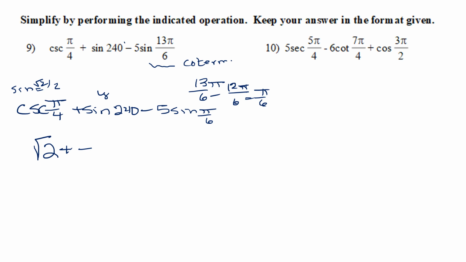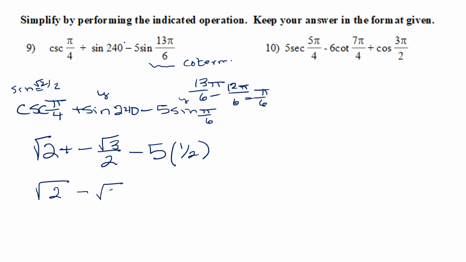And at 240 degrees, our y value is negative root 3 over 2. And then minus 5 multiplied by sine of pi over 6. The y value at pi over 6 is just 1/2. So I have the square root of 2 minus the square root of 3 over 2 minus 5/2. Okay, again, this answer is perfectly fine.